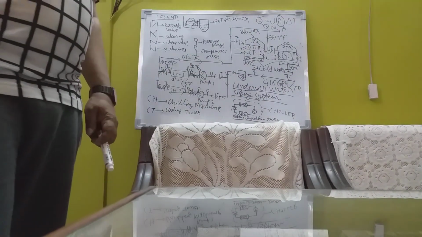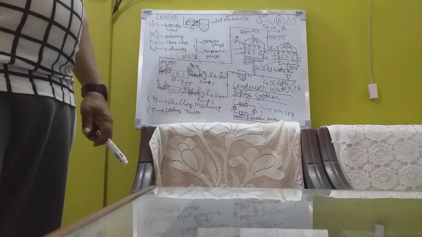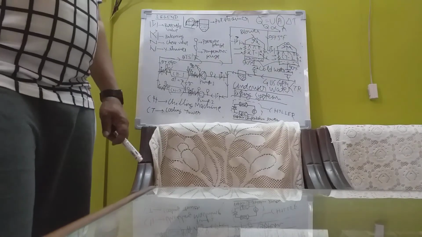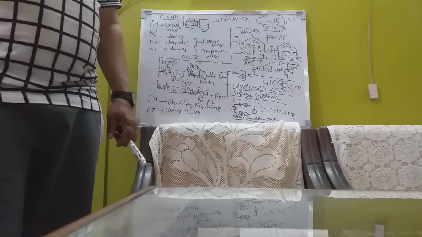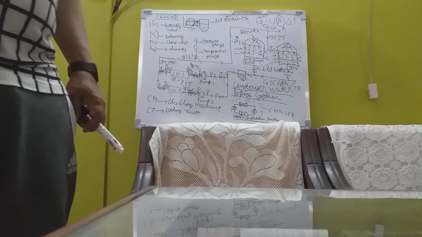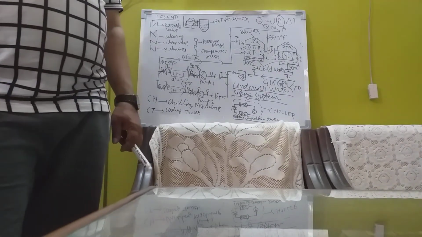I gave you a calculation of the condenser. Remember that I showed you earlier. There is 4 US GPM per ton. It is 2.4 US GPM per ton in case of the chilled water system. It is 4 GPM per ton in case of the condenser water system.